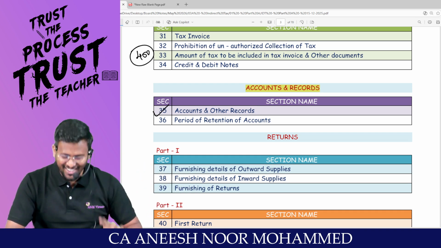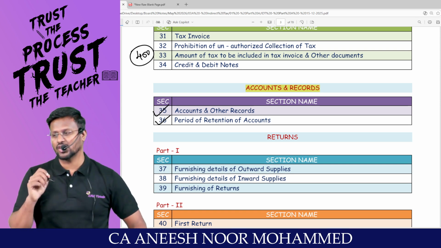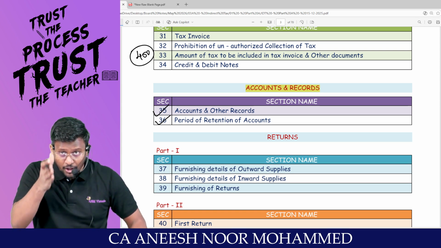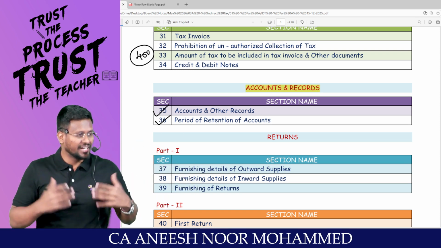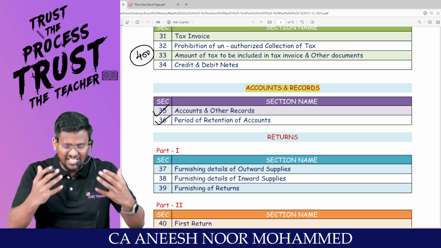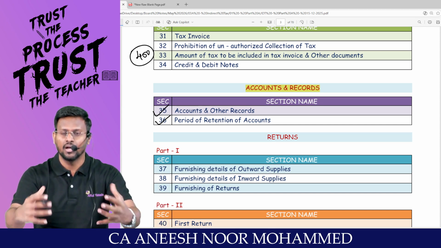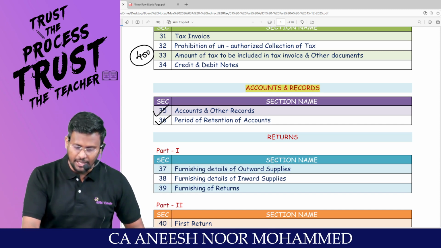The same way, sir, what is the period of retention of the books of accounts? Sir, for a particular financial year's accounts and records, for how many years are you supposed to keep them? Whether it is 5 years I have to maintain, or for the next 6 years I have to hold on to those books of accounts. That's what the discussion is: section 36, period of retention of the accounts.